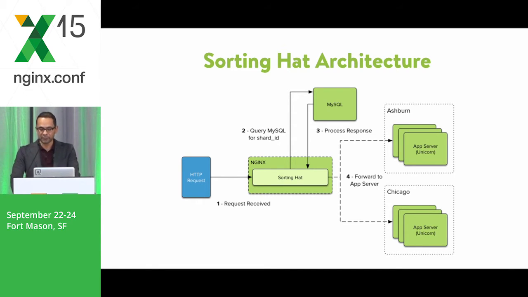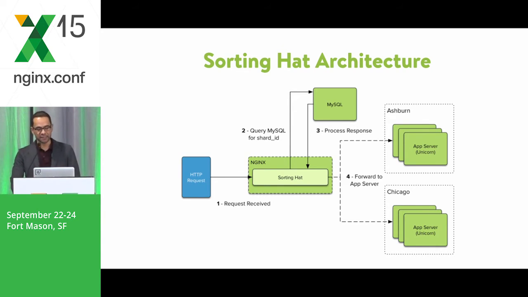So at the core, Sorting Hat is really a pretty simple system. You have an HTTP request, it comes into NGINX. Sorting Hat looks at the destination hostname. It queries a MySQL database to find the associated shard that the request is destined for. And then using that shard, we determine what data center the request will be routed to.